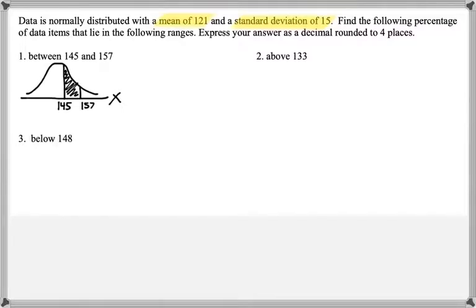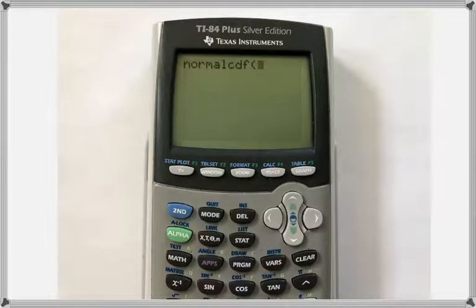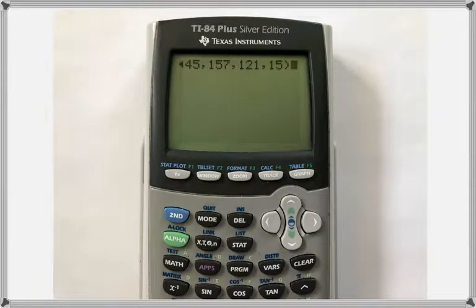And on the calculator, we want to type normalcdf. The lower bound is 145, the upper bound is 157, and then we also need to specify the mean and the standard deviation. So the mean is 121 and the standard deviation is 15. So on my calculator I'm going to do second vars to get to the distribution and select normalcdf, and then type my 4 numbers and press enter.